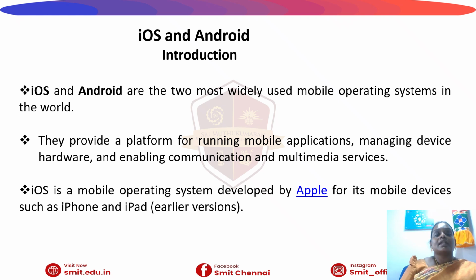And coming to iOS and Android. iOS and Android are the two most widely used mobile operating systems in the world. iOS is a mobile operating system developed by Apple for iPhones and other Apple mobile devices. It is known for security, performance, and a smooth user experience. Some of the features are that it is highly secure, privacy, fast performance, user-friendly interface, regular updates, and a strong app store ecosystem available in iOS.